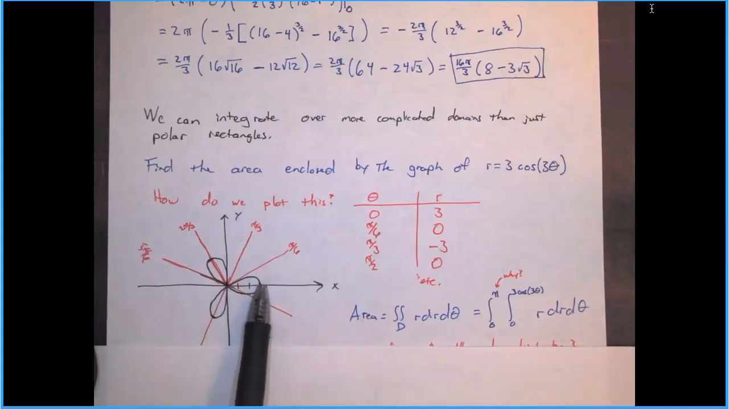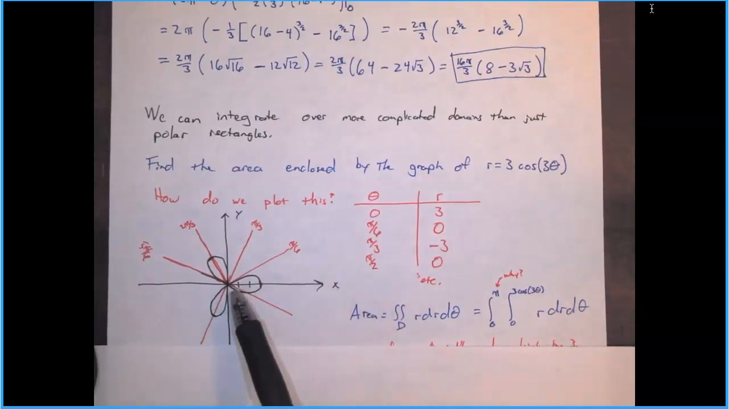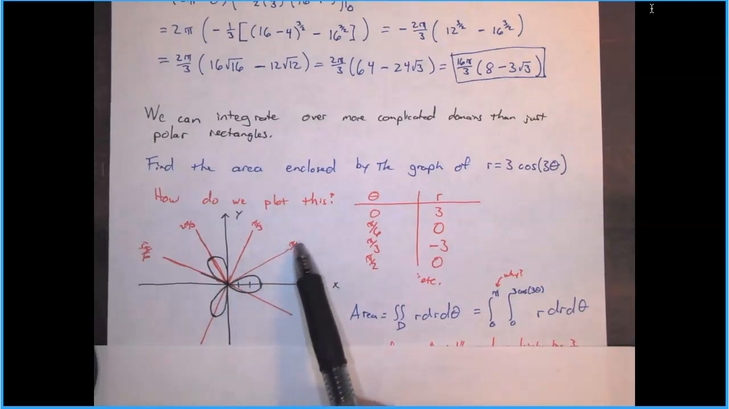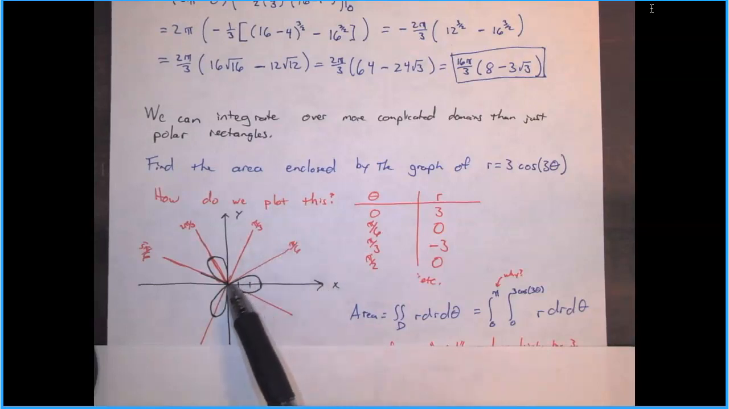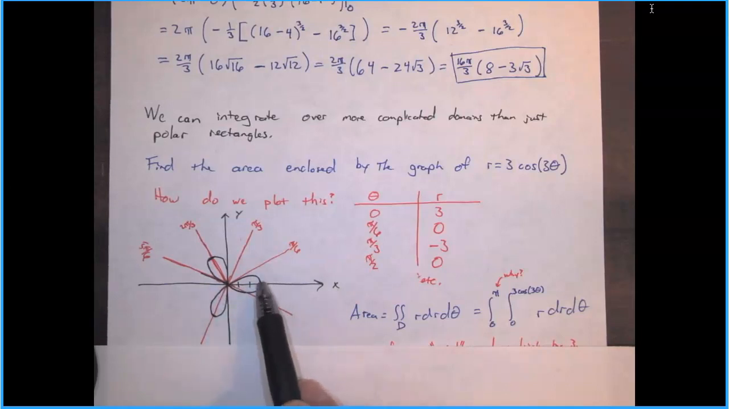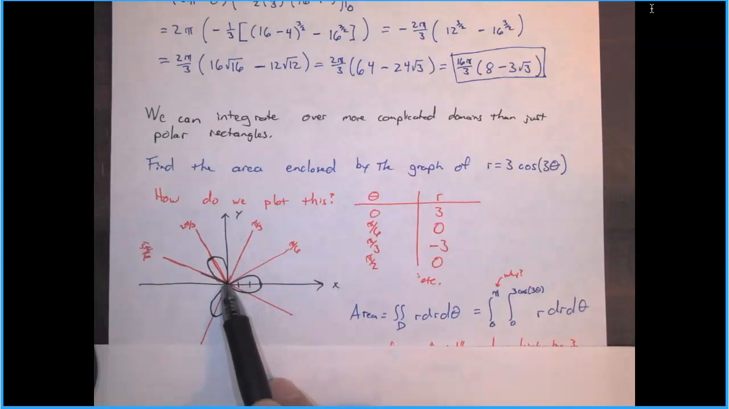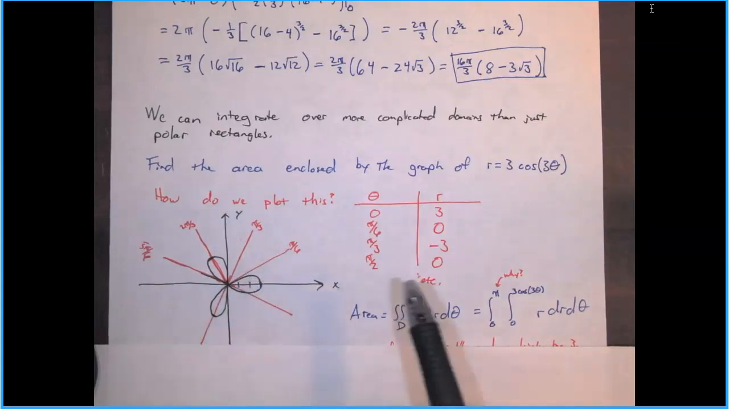Angle of 0 and 3 away. Now an angle of pi over 6, you can see I've tried to draw it here. There's an angle of pi over 6. My radius is 0, so I'm at the origin. So I've gone from (3, 0) in x, y coordinates, an angle of 0 and radius of 3, down to the origin when my angle gets to be pi over 6. So I've just tried to connect those with this line.